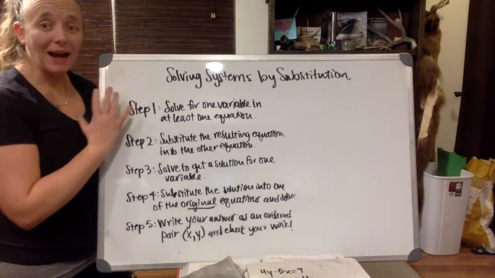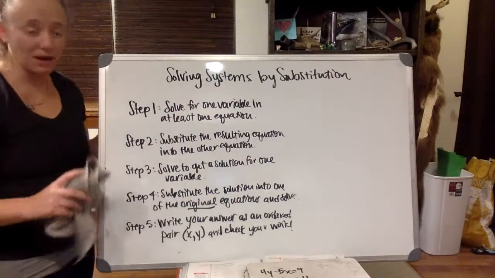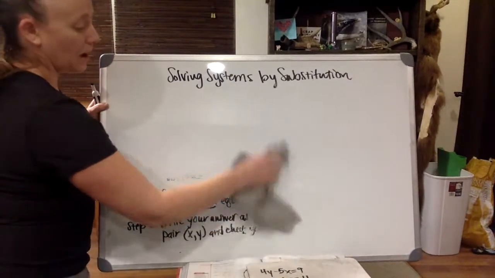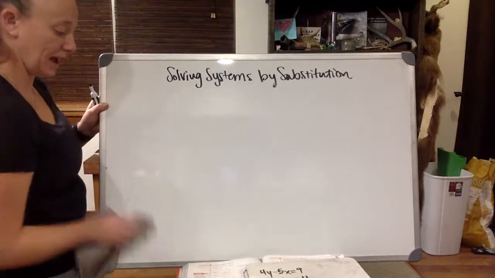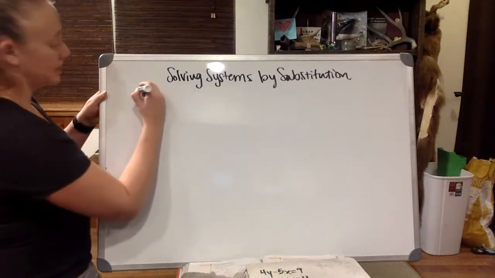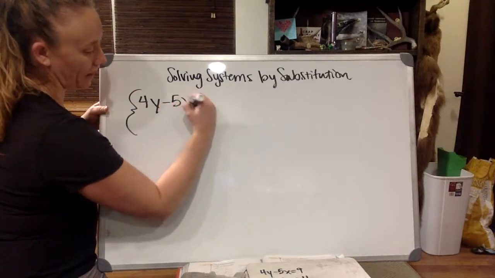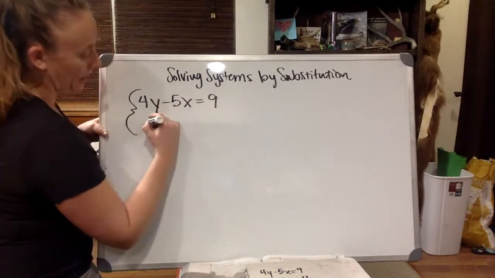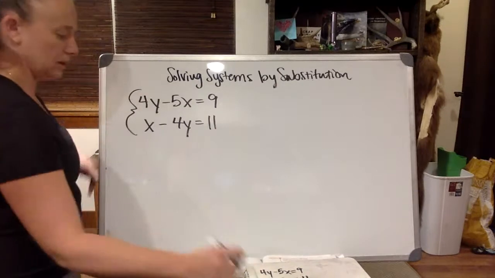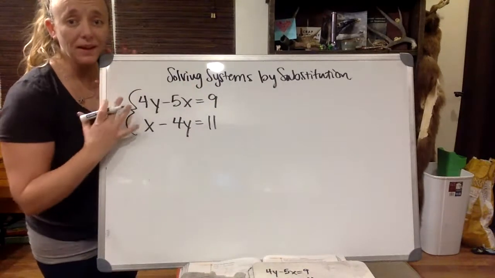That being said, I need a lot more room, so I'm going to erase our steps. Hopefully you have written them down by now. Our steps are going to go away. I'm still going to be following them. I'm just not going to have them written on my board because I need more room. So our system this time is 4y minus 5x is equal to 9, and x minus 4y is equal to 11. Let's make sure I wrote that down. Yeah, okay, I wrote that down right. All right, so here's our system.